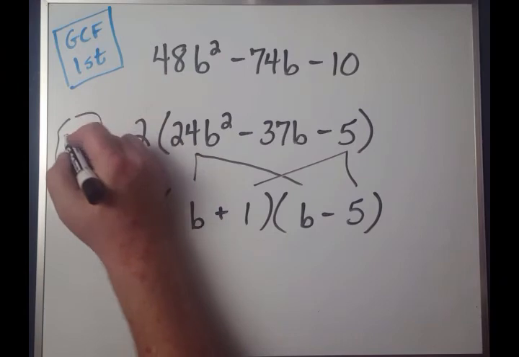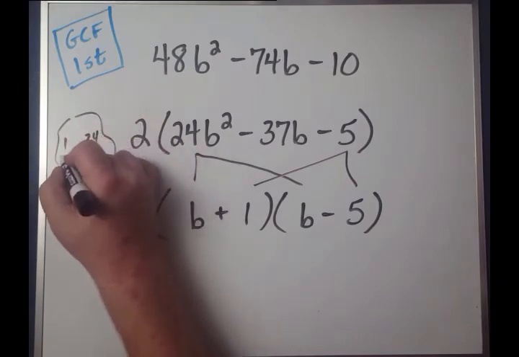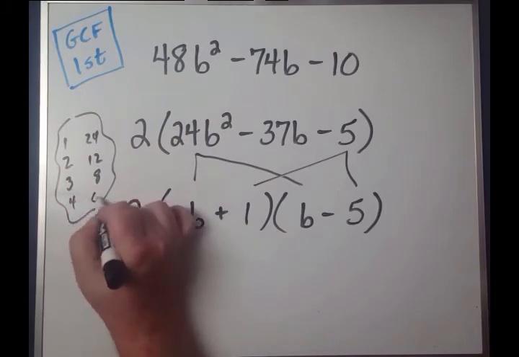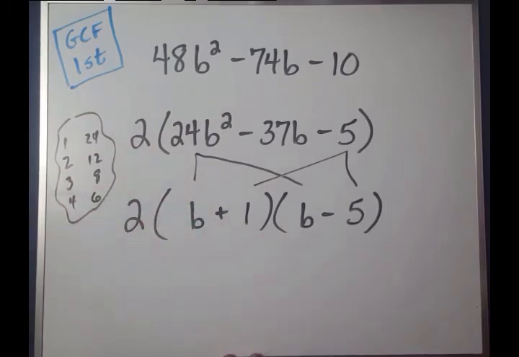And that 24 could be 1 and 24. It could be 2 and 12. It could be 3 and 8. It could be 4 and 6. So, where do we start? What does your gut tell you about where to start?